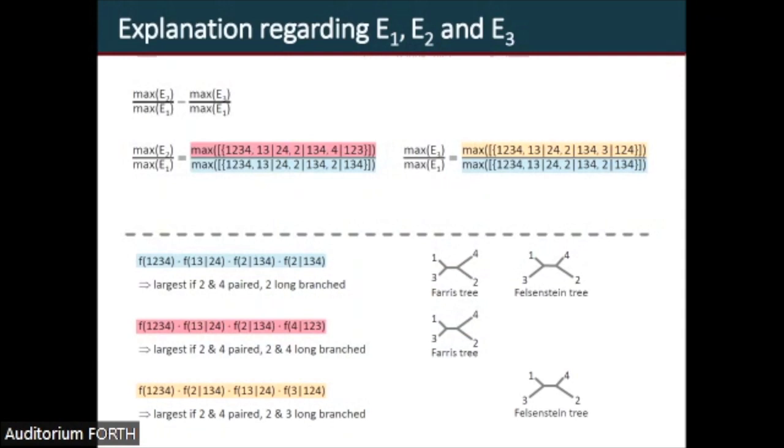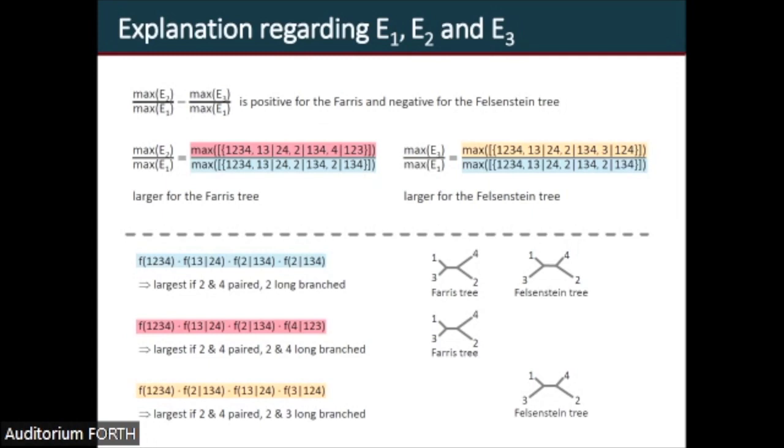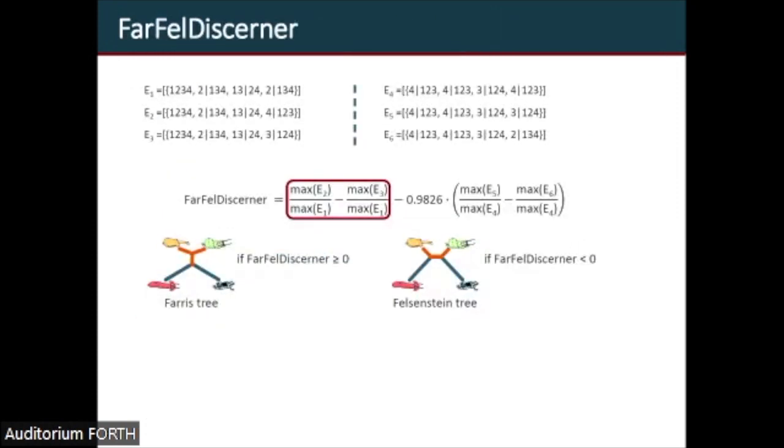And so in the end, at least for these 2 Ferris and Felsenstein trees, we know that this quotient, which considers the red side pattern product divided by the blue product, must be larger for the Ferris tree, and the right quotient must be larger for the Felsenstein tree. And therefore, this difference is positive for the Ferris tree here, but negative for the Felsenstein tree here. And this is correct for those Ferris and Felsenstein trees I just drew.